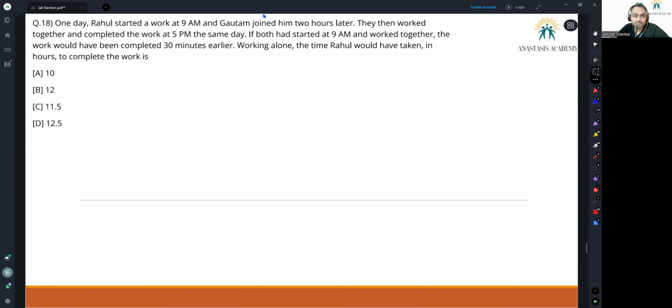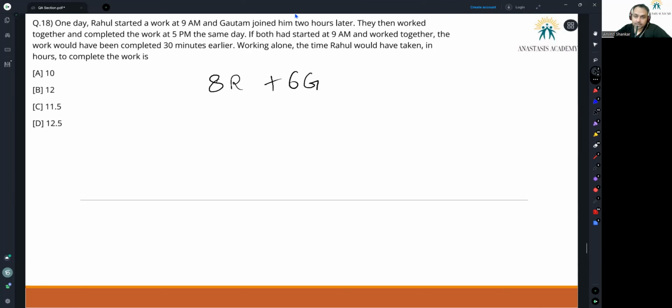Let's move. One day Rahul started work at 9 a.m. and Gautam joined him 2 hours later. They then worked together and completed the work at 5 p.m. the same day. So Rahul ka efficiency, let it be R. Gautam ka efficiency, let it be G. Rahul has worked for 3 plus 5, 8 hours. And Gautam has worked for 6 hours. And total work is done.